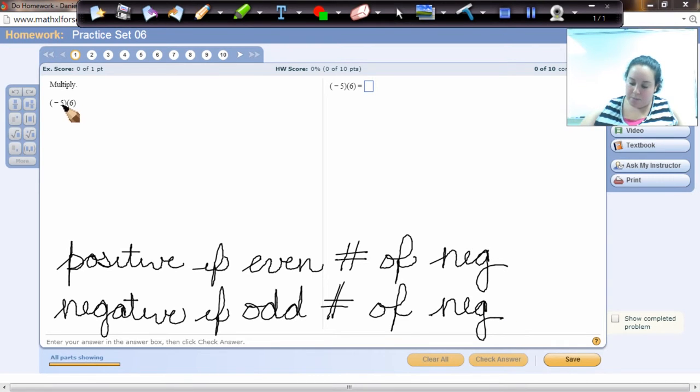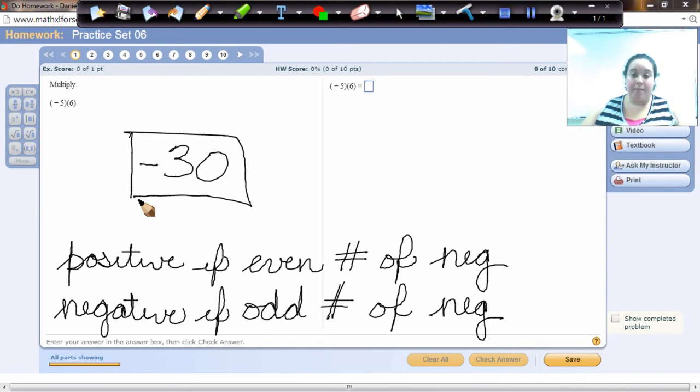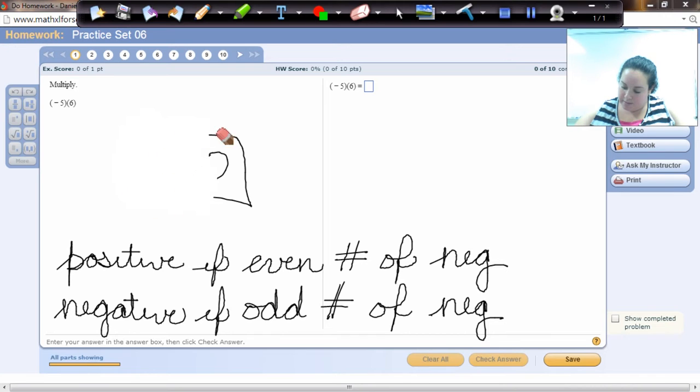So in our case, we multiply 5 times 6, get 30. And we have one negative, so that's an odd number of negatives. So our answer will be negative. All right, great. Let's look at another example. It's the exact same with division. We'll go on to number 3.